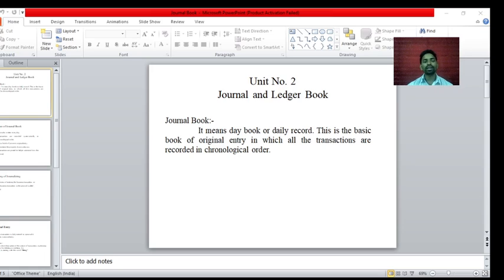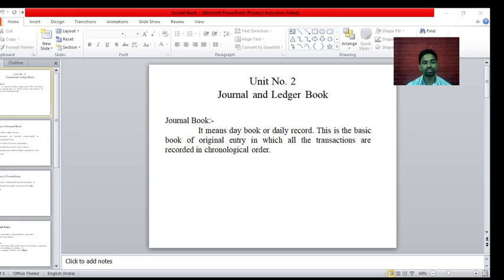Next, it contains properly drawn columns. A proper column format is there to pass the journal entries in the book of the journal. The date column is there, the particulars column is there, as well as the LF column, the debit amount column and the credit amount column. So a systematic format is there to pass the journal entries in the books of the journal.